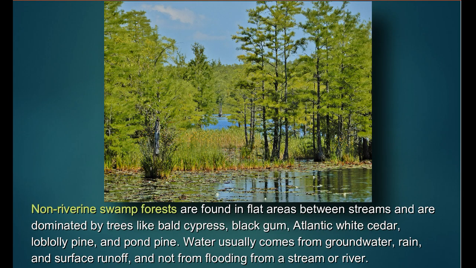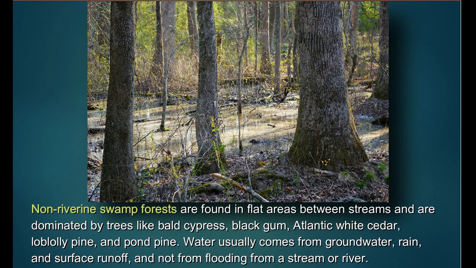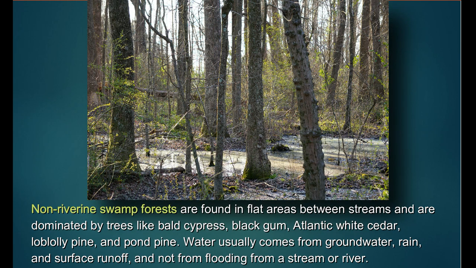Non-riverine swamp forests are found in flat areas between streams and are dominated by trees like bald cypress, black gum, Atlantic white cedar, loblolly pine, and pond pine. Water usually comes from groundwater, rain, and surface runoff, and not from flooding from a stream or river.